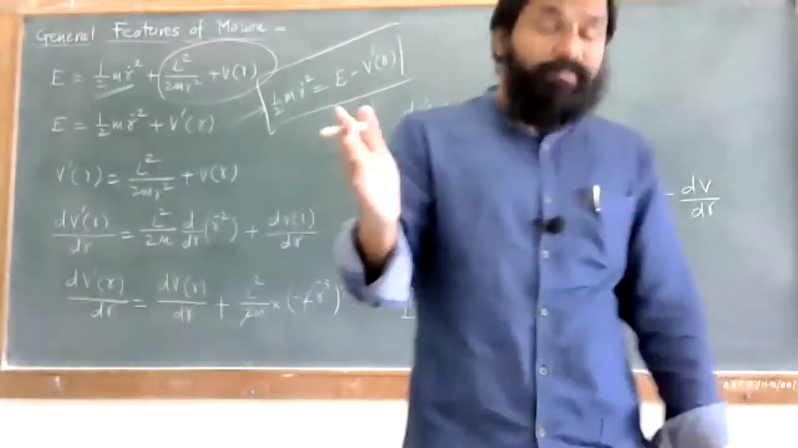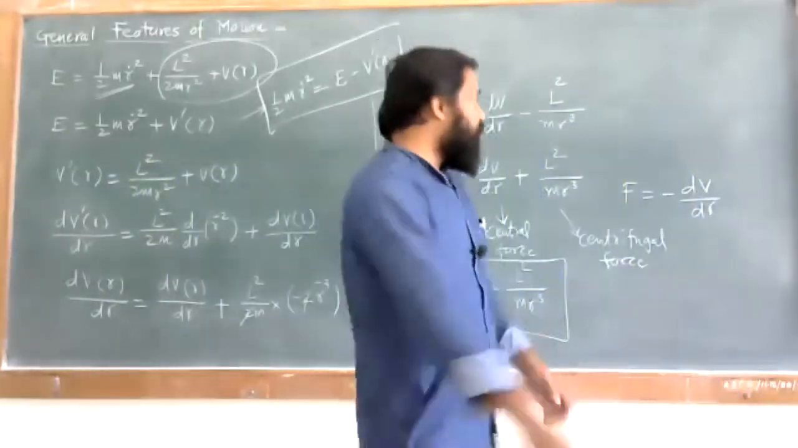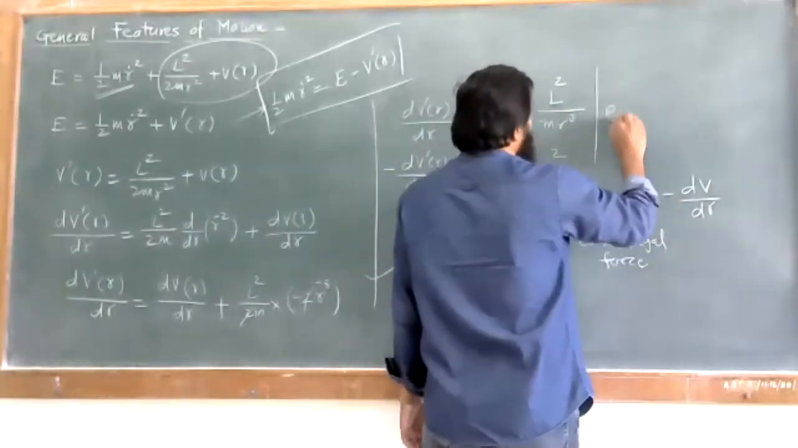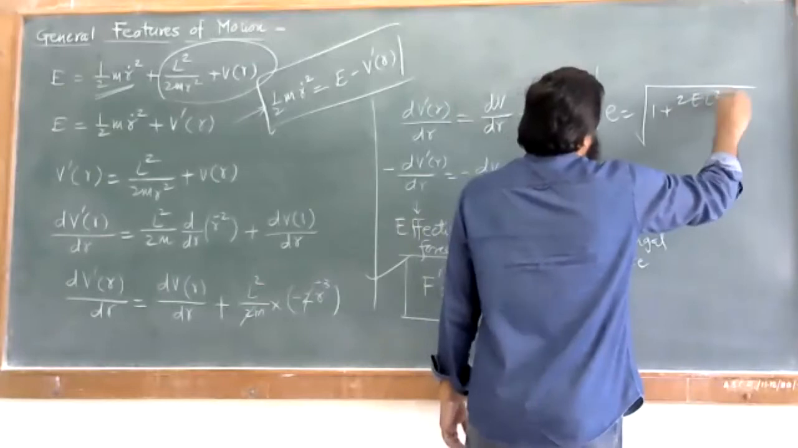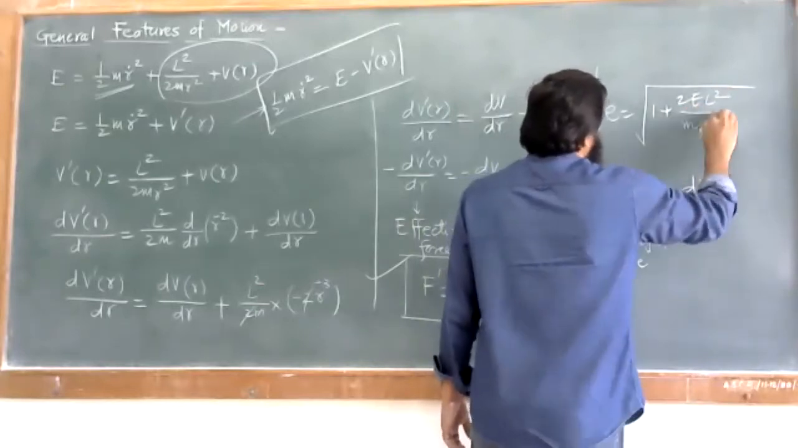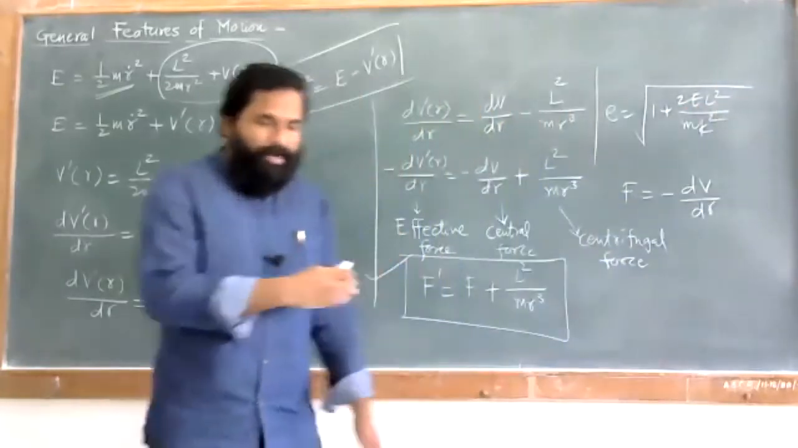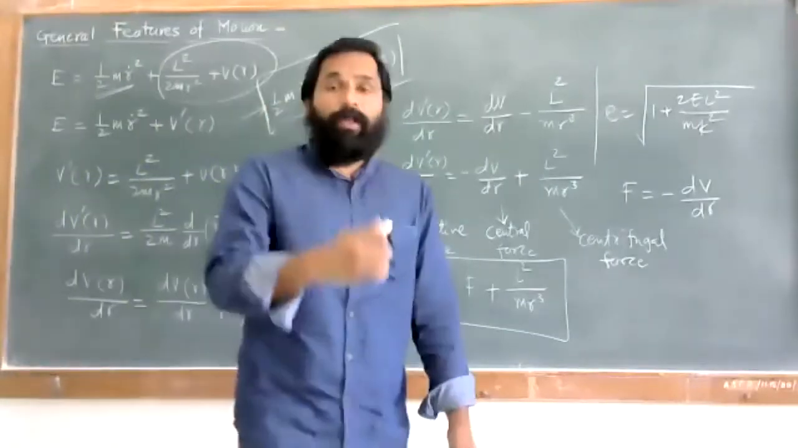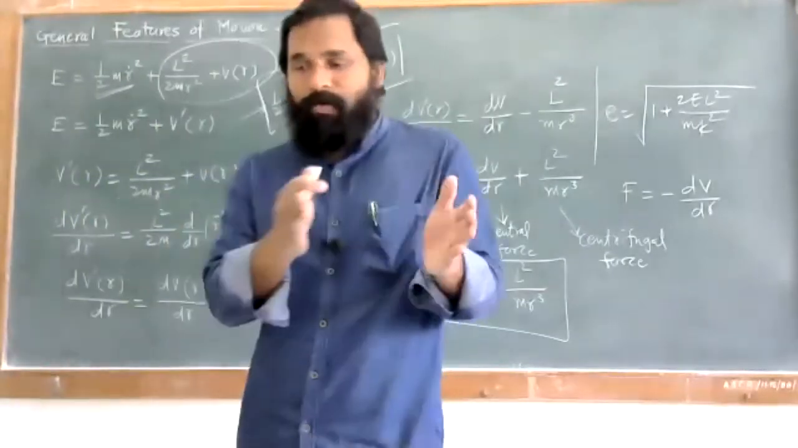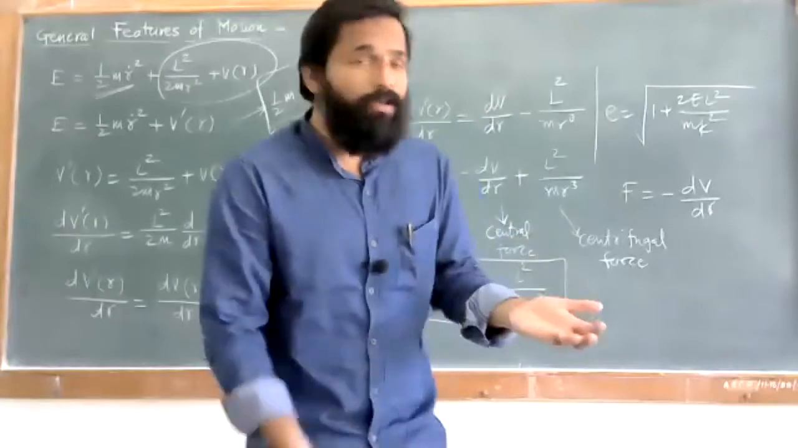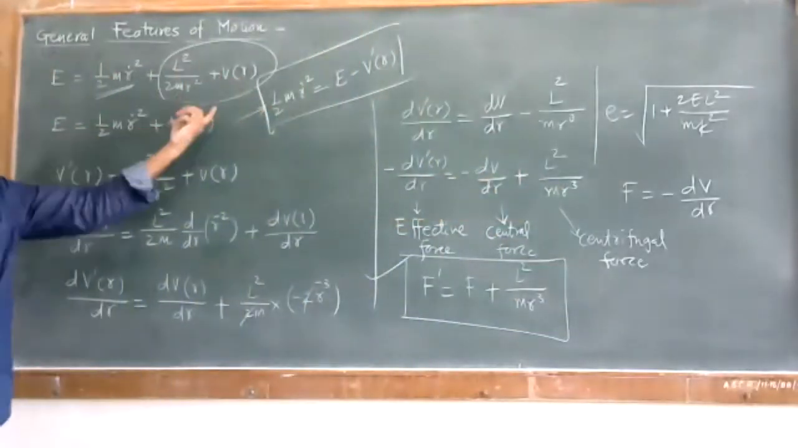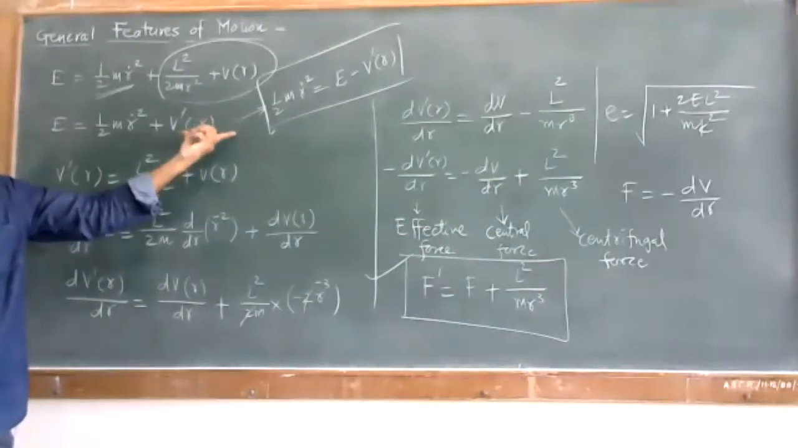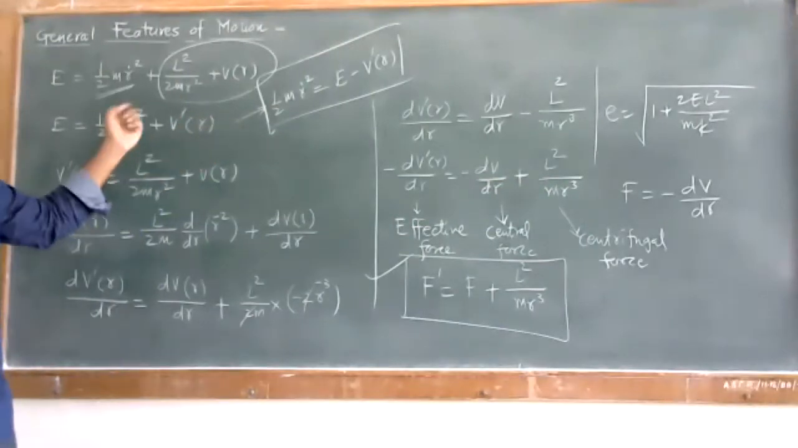That is actually what we have seen in the equation of the orbit, in terms of the eccentricity, it is given in terms of 1 plus twice EL square upon mk square. So that eccentricity value depends upon the value of energy. What should be your energy? And that energy value depends upon the potentials. Actually, it depends upon this effective potential. So we can have that in terms of your effective potential.